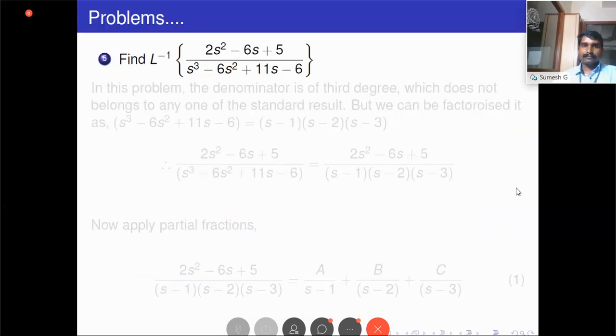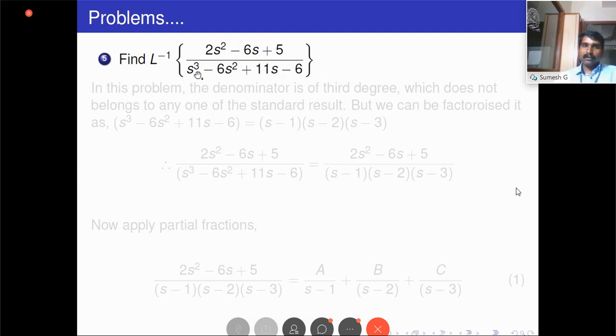Next problem. Find the inverse Laplace transform of (2s² − 6s + 5) divided by (s³ − 6s² + 11s − 6). This is another big question. Here the denominator is of the third degree, so we always look into the denominator. Here it is of third degree.